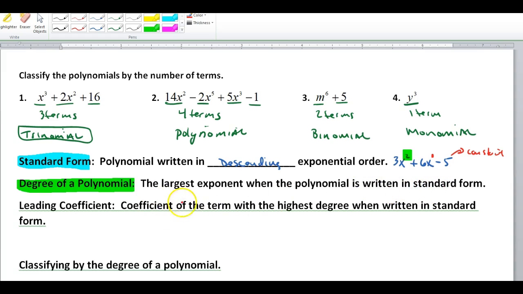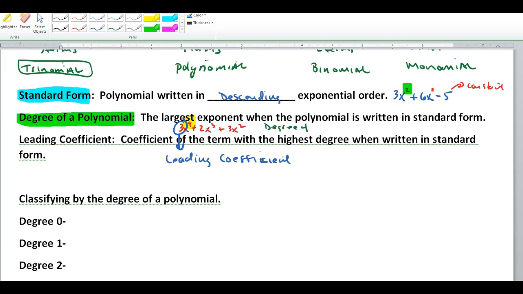So, the degree of a polynomial is the largest exponent when the polynomial is written in standard form. If I take 3x to the 4th plus 2x to the 3rd plus 3x squared, the highest exponent here, when written in descending order, makes this a degree 4 polynomial. Now, the leading coefficient is the coefficient of the term with the highest degree when written in standard form. So in the example above, 3 would be the leading coefficient, because it's written in standard form. The highest degree is 4, so the coefficient of the term with the highest degree is 3.